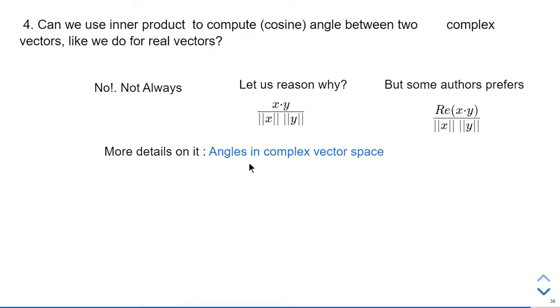So you can read about the summary. Whether defining a complex angle for complex vectors in the complex vector space. You can refer to this, which I have given a link to a paper.